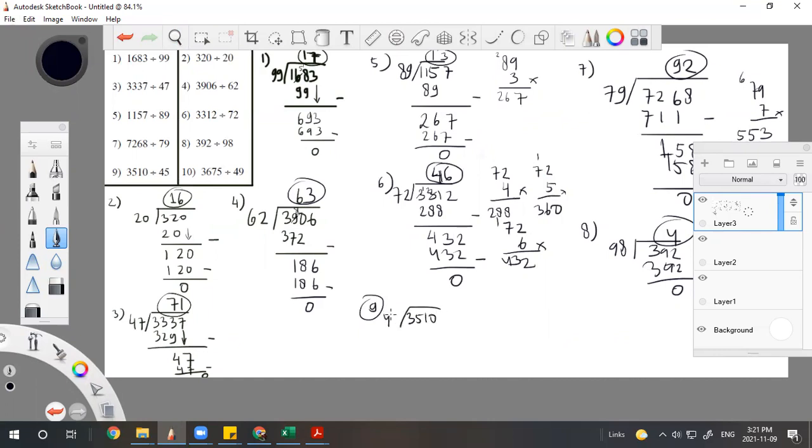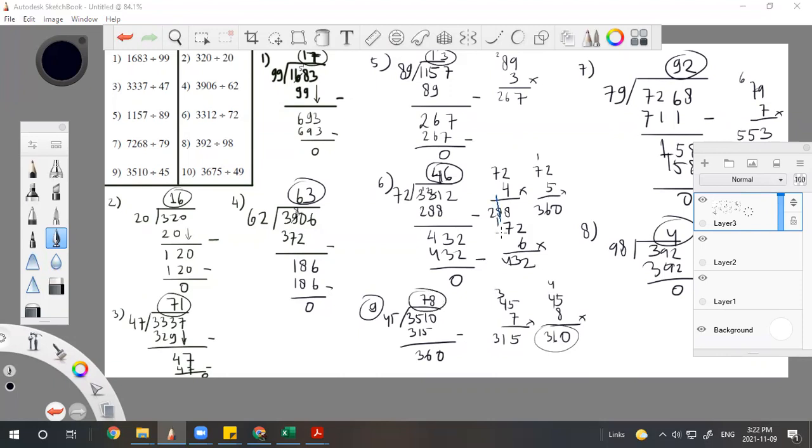3,510 divided by 45. Let's try to multiply 45 by 7. 35, 3, 31. I think we can increase more. 45 times 8. Let's try. 44, 32, 360. It's too much now. So we can just put 7. 315. You subtract 6. 360. Oh, 8. We already have this, so it is preserved. So you don't have to erase that. So 78 is the answer.